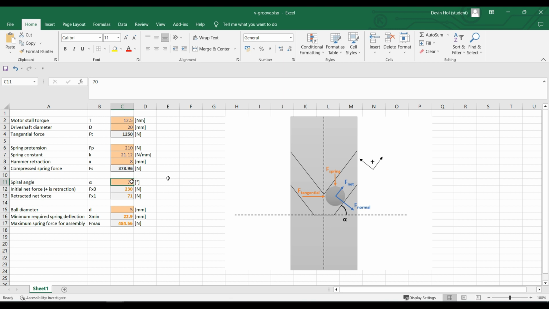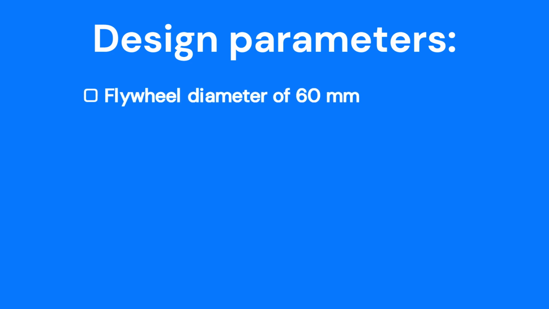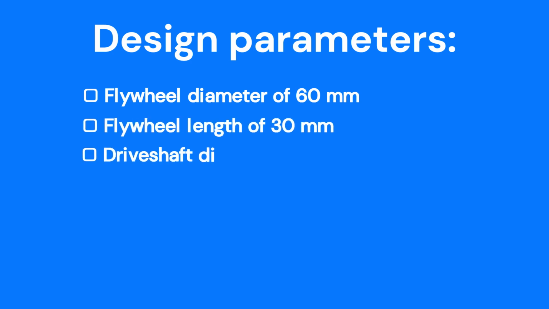Instead, I chose to increase the groove angle up until the point where the retracted net force is a little over 100 Newton, which is 68 degrees. To summarize, in this video we decided on the following: a flywheel diameter of 60 mm and a length of 30 mm. A drive shaft diameter of 20 mm.